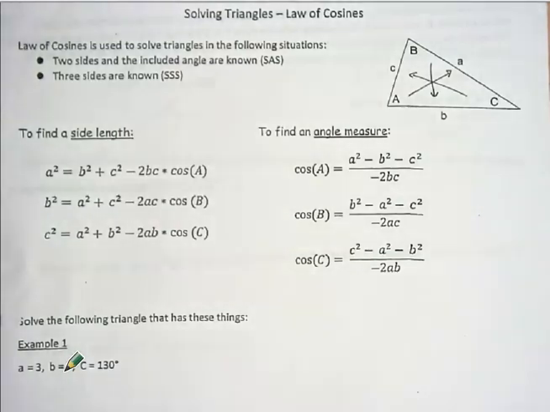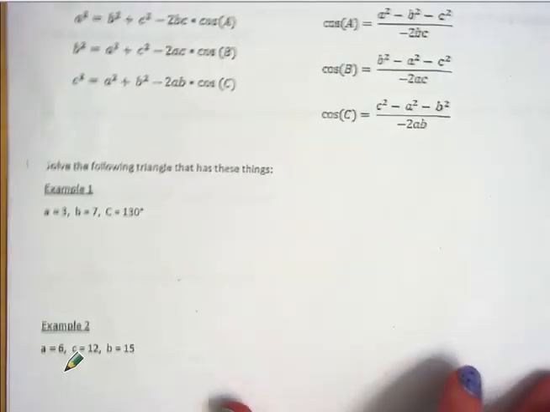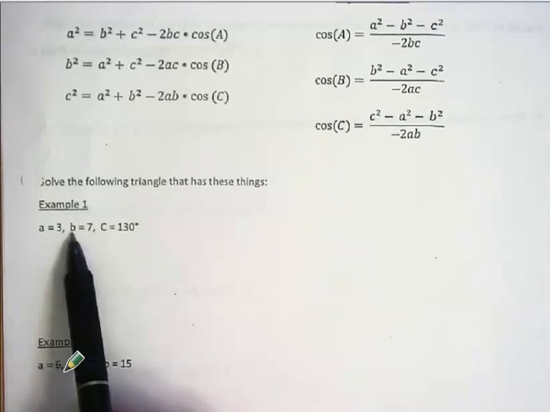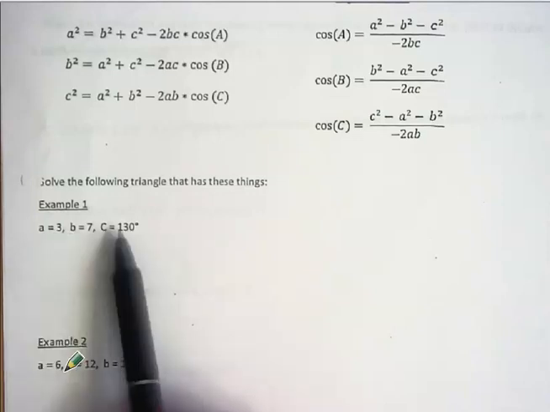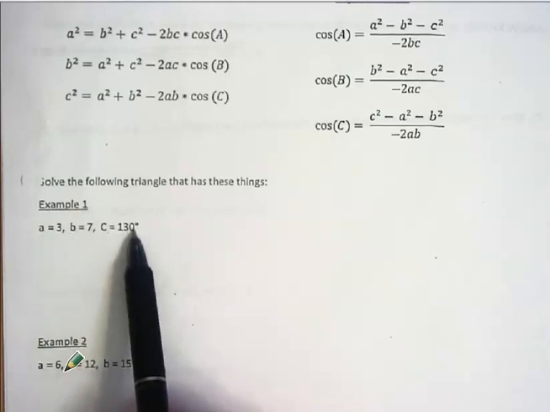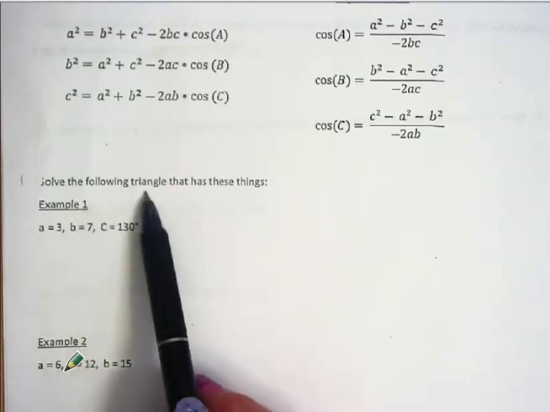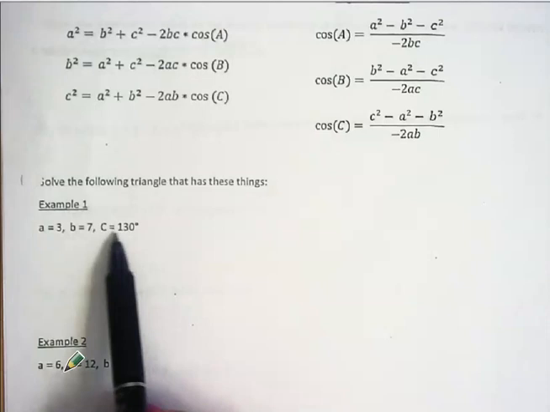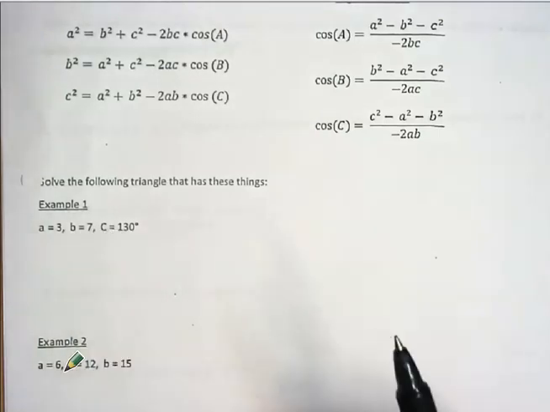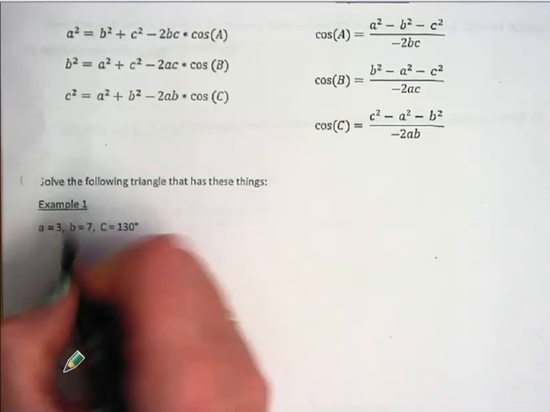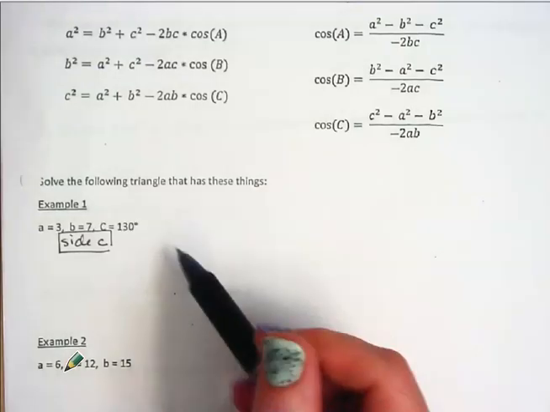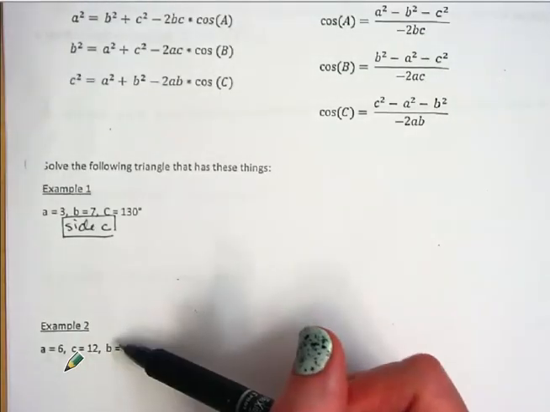Okay, so in this first problem right here, we're being given lowercase a is 3, lowercase b is 7, so we know those are side lengths. Capital C is 130 degrees, so that's an angle. And we want to solve for everything else that's missing in the triangle. So we want to find side C and angles A and B, because those are the things that we are missing. So I'm going to start with finding side C. I'm going to do this whole problem for you and then ask you to pause the video and try example 2 by yourself.